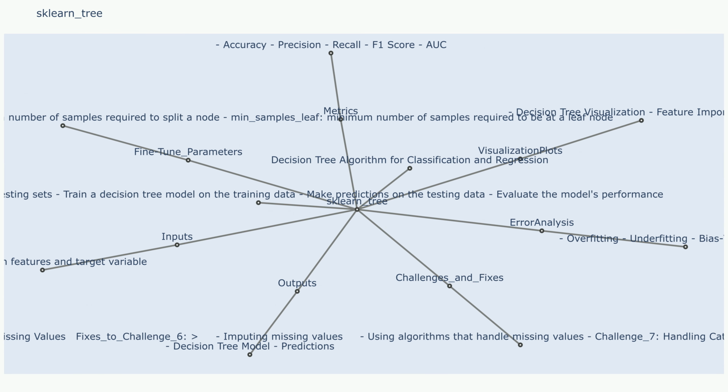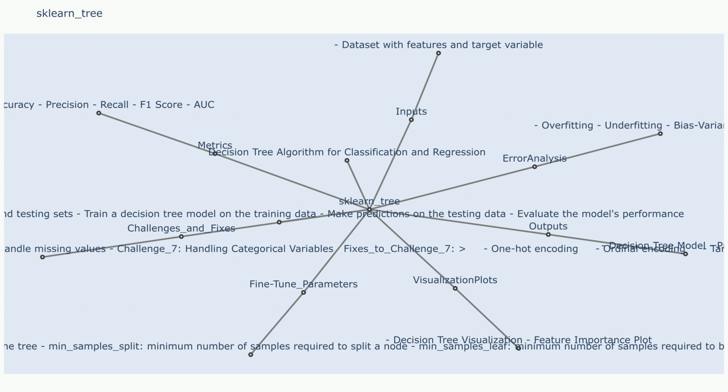Inputs. Feature matrix: a dataset containing numerical and categorical features. Each row represents an instance, and each column represents a feature. Target variable: the variable that the model aims to predict. For classification tasks, this is a categorical variable, while for regression tasks, it is a continuous variable. Outputs. Prediction: the predicted value for the target variable for a given input. Decision tree model: the trained decision tree structure, which can be used to make predictions on new data.